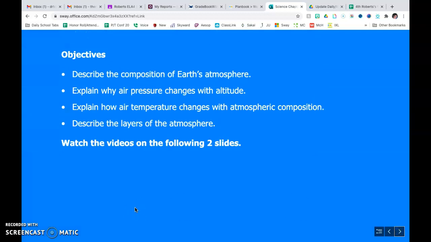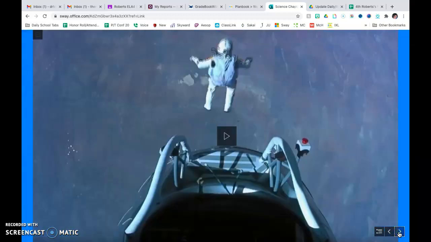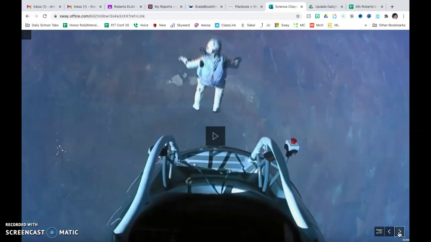All right, so Lesson 6.1, Characteristics of the Atmosphere. We have 4 objectives today. You should be able to do the following by the end of the lesson. Describe the composition of Earth's atmosphere. Explain why air pressure changes with altitude. Explain how temperature changes with atmospheric composition. And describe the layers of the atmosphere. Okay, there are 2 videos on the next 2 slides that you're going to come back and watch. Here is the first and here is the second.